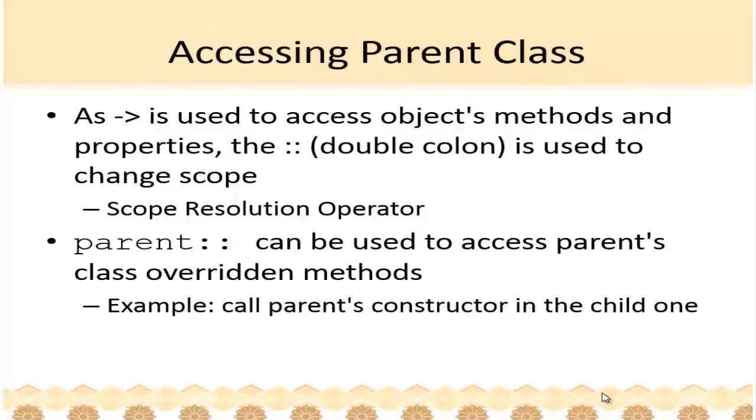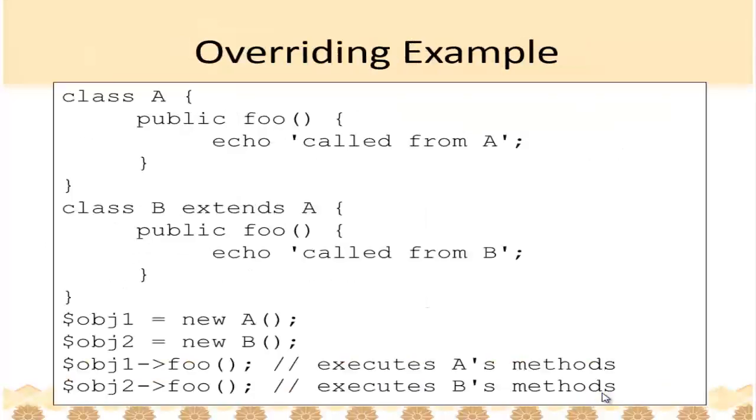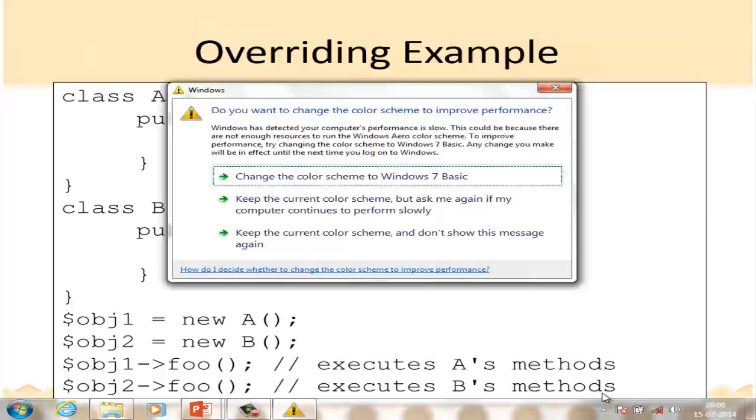Now in the last class I've already told you that if at all you want to access the parent class, use parent followed by the double colon. This is the scope resolution operator that is used in order to access the parent methods or the parent properties. Now here you will notice that this is an example of overriding without the use of parent.